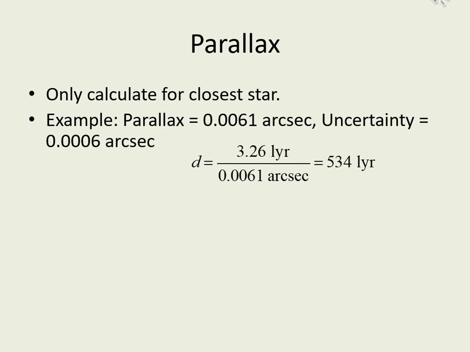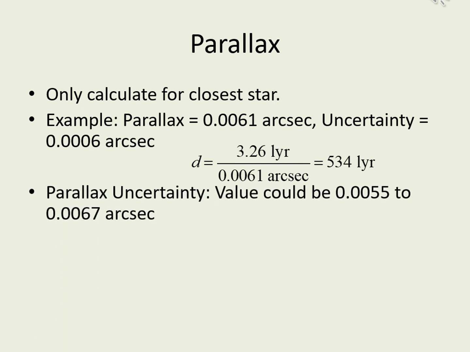That's close to the same distance we calculated using magnitudes, but we'd like to know if it's close enough. No measurement is infinitely accurate, and in this case, we also know how uncertain our parallax measurements are. The parallax uncertainty of 0.0006 arcseconds means that the actual parallax could be as small as 0.0055 arcseconds, or it could be as large as 0.0067 arcseconds. So in order to estimate the range of distances this star could be, we should redo the calculation with these upper and lower values for the parallax.